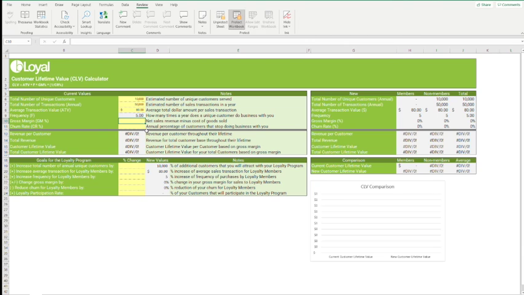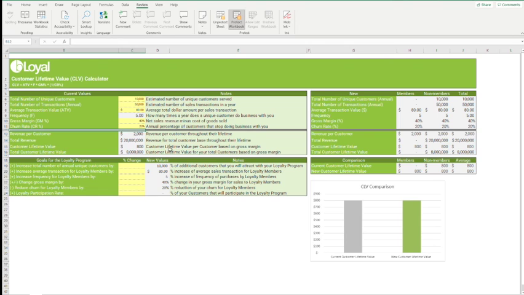Next up, we have our gross margin, which is obviously our net sales revenue minus cost of goods sold. And 40% is a typical percentage here. And then we have our churn rate, which is the annual percentage of customers that stop doing business with you. And I'm going to put 20% here.